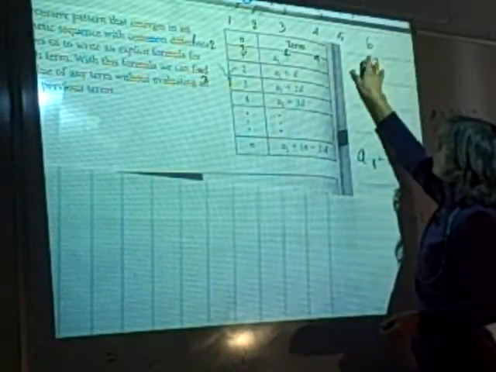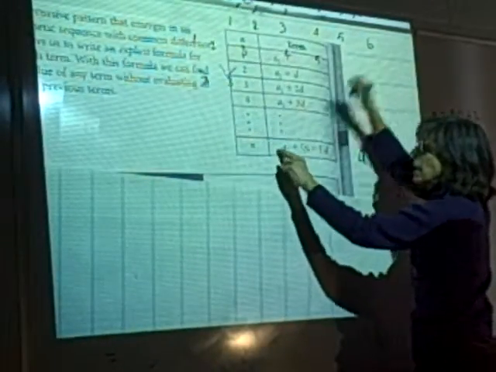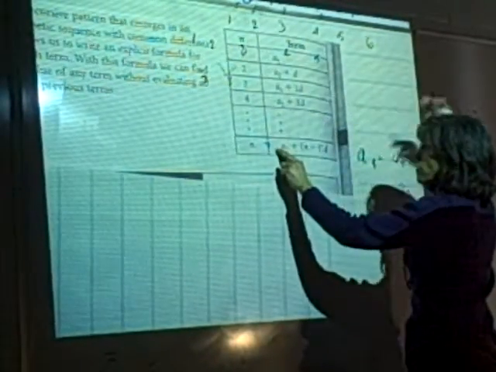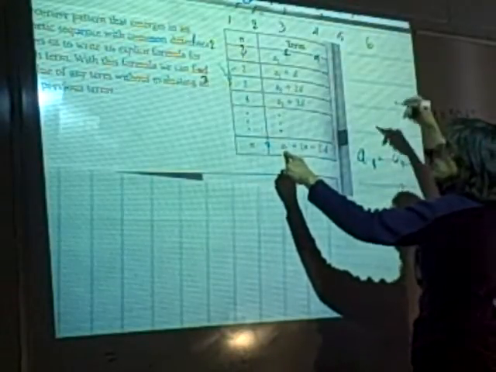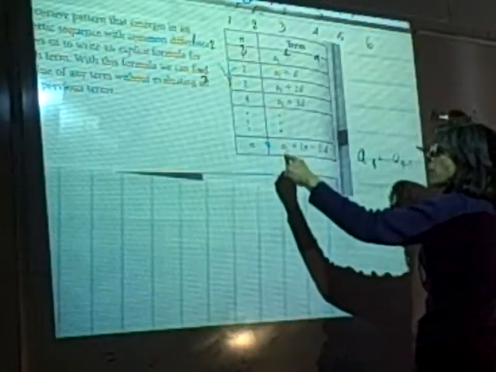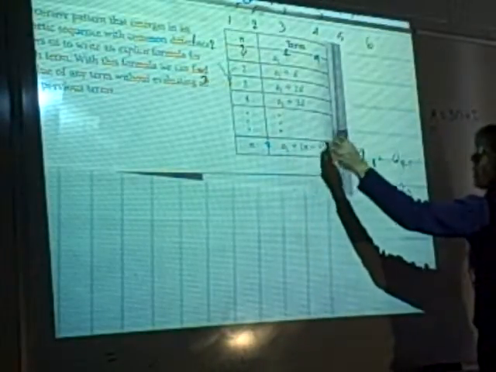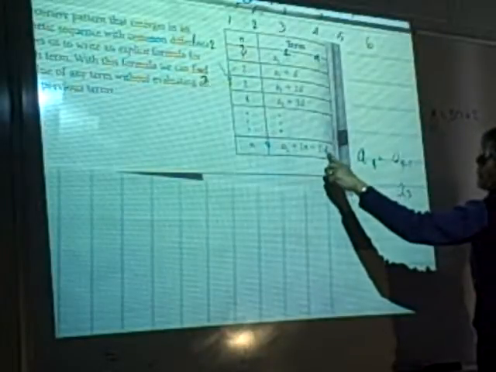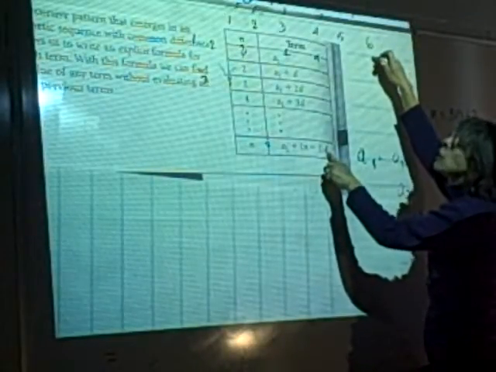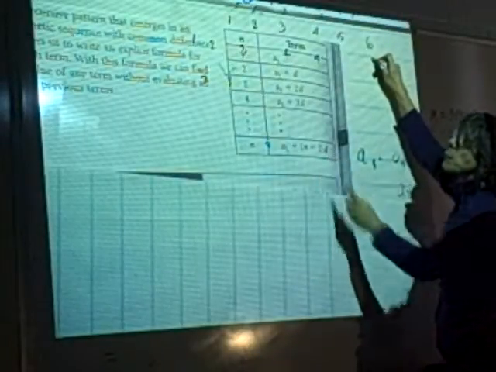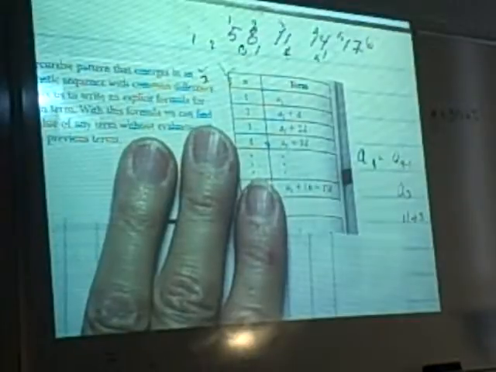Wait, you didn't read the rule. Okay, yeah, the rule is, we're looking for the nth term, so it's going to be a sub 1 plus parentheses n minus 1 close parentheses times the difference. So if I want the sixth term, what was the first term? 5. The first term was 5.